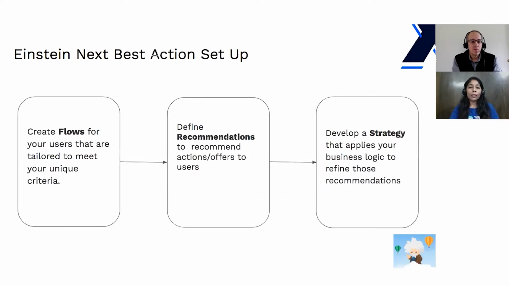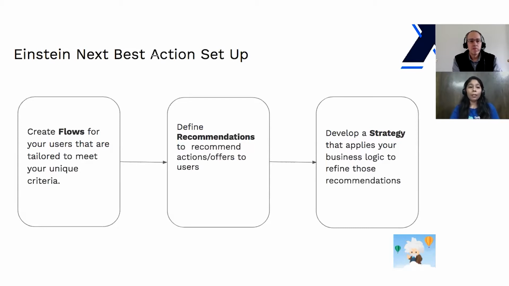Now for Next Best Action, we have three important things. One is flows, the second is recommendations, and the third is strategy. All three are mandatory. When you create a flow, you basically make a business flow for your recommendation. What path your recommendation takes on acceptance is what your flow could be. It could be about offers, it could be about discounts, it could be about anything you want to offer to your customers.